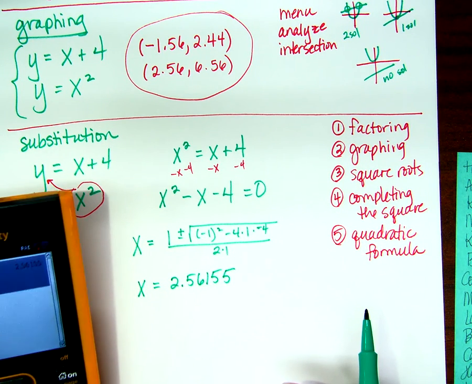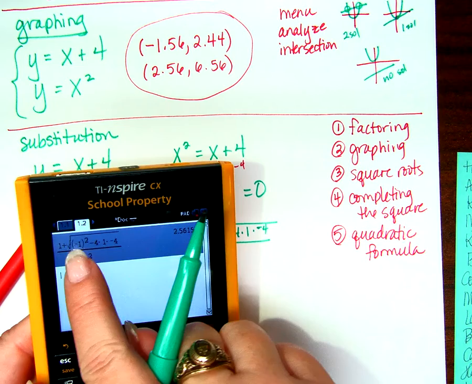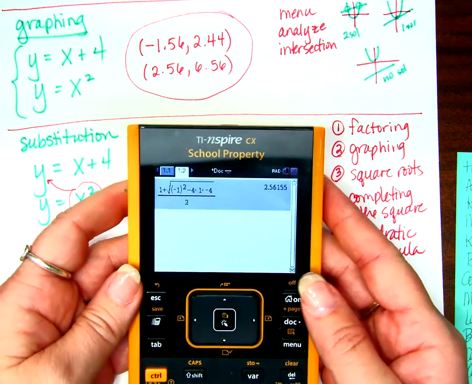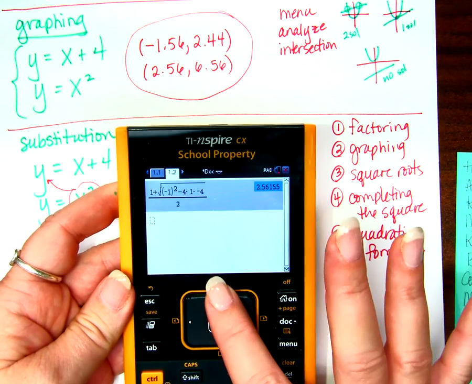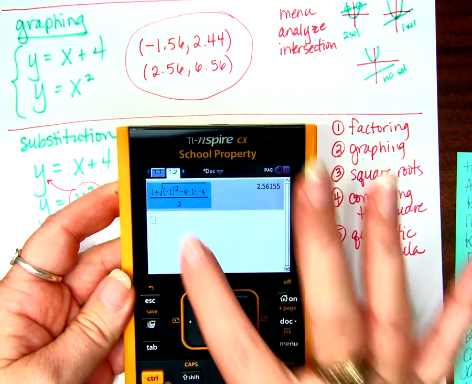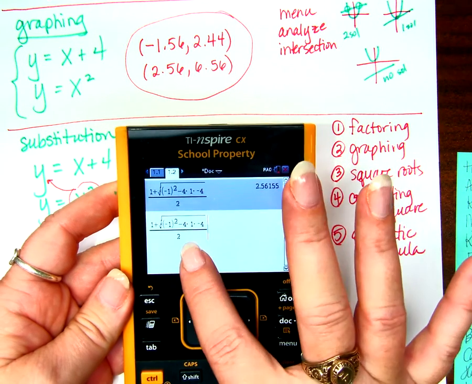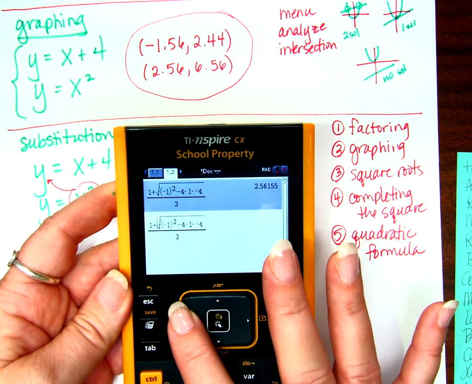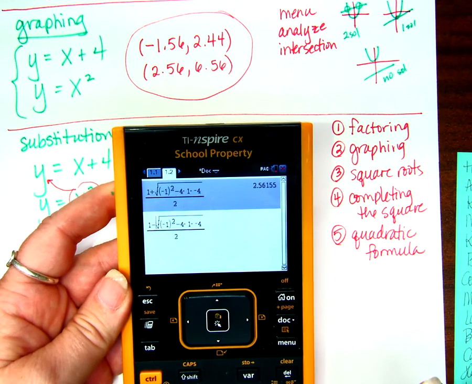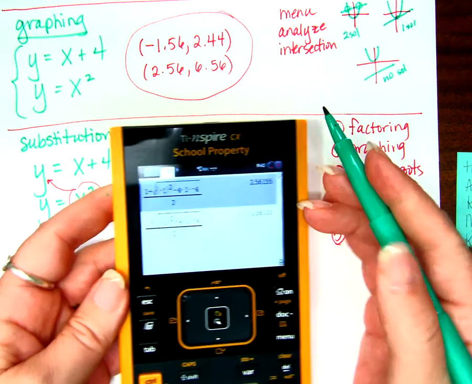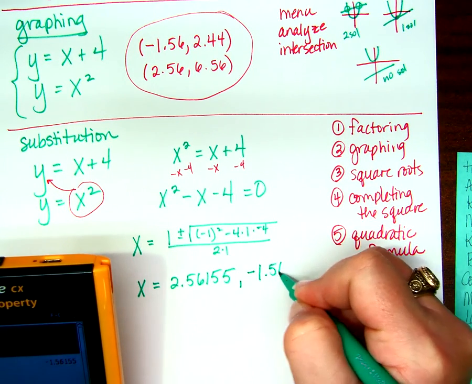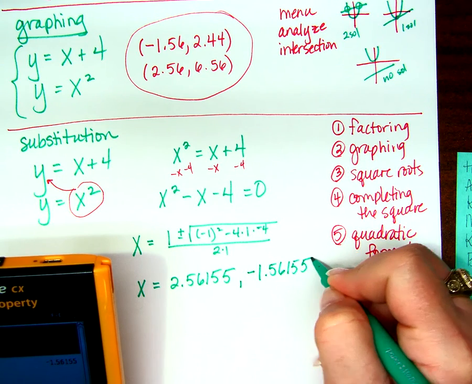Is that it? No, because I only did the plus, right? Do you remember how to go get it so you don't have to put it in all again? If you up arrow till that's highlighted and then press enter, it'll bring it down again and you can arrow over and subtract. Negative 1.56155.